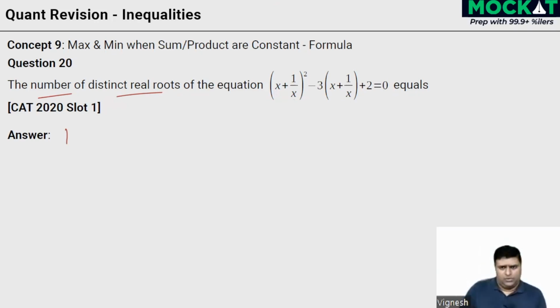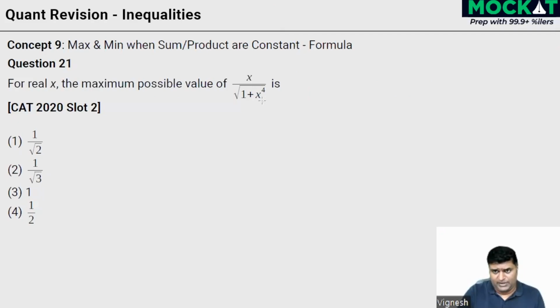Next question. What do we have here? For real x, the maximum possible value of x divided by root of 1 plus x power 4. Now, maximum or minimum, typically when asked with quadratics, either we use quadratic inequalities, or we can express it as a quadratic function and try to do it. And if you're not able to do that, the other thing we should strike for is inequalities, where the sum or product is maximum.